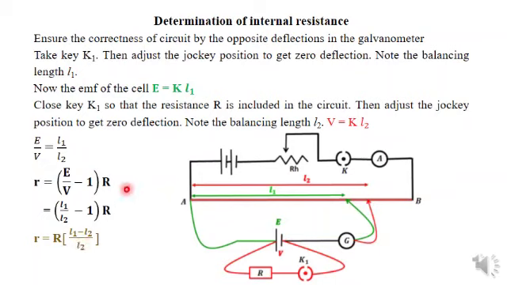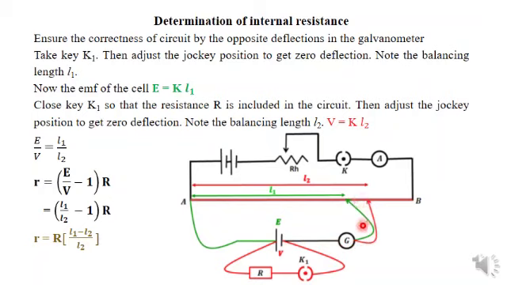Next application of the potentiometer is to determine the internal resistance of a cell. The primary circuit of the potentiometer is the same as that we discussed in the previous case, but there is a change in the secondary circuit. In the secondary circuit, the connection starts from end A of the potentiometer wire to the positive terminal of the cell. Then from the negative terminal of the cell to the jockey, which can move over the potentiometer wire.